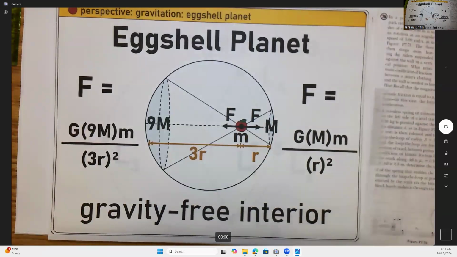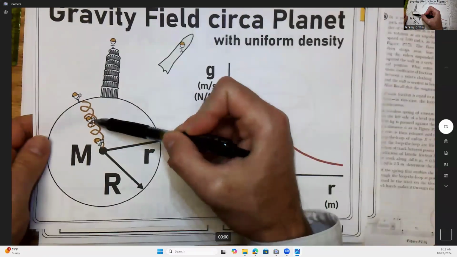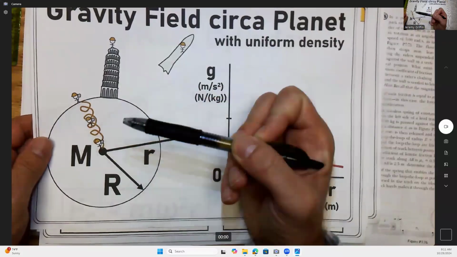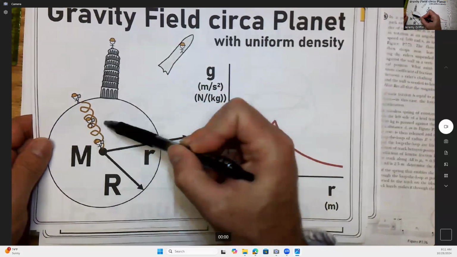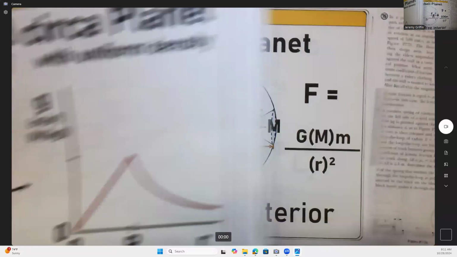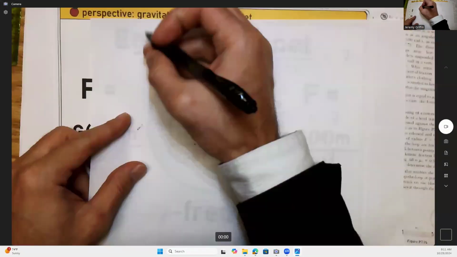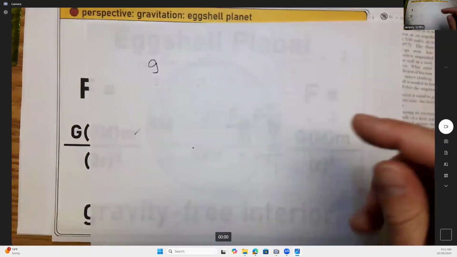Now, what does that have to do with tunneling into a solid planet? Because if you're halfway down, everything above you, you could think of as 1,000 different eggshell layers, and each one of them cancels out. So it's as if you're standing on a tiny planet with only the ground beneath you, all the way down to the core. If you get that, let's do gravity field, because I've got a graph right here for gravity field.